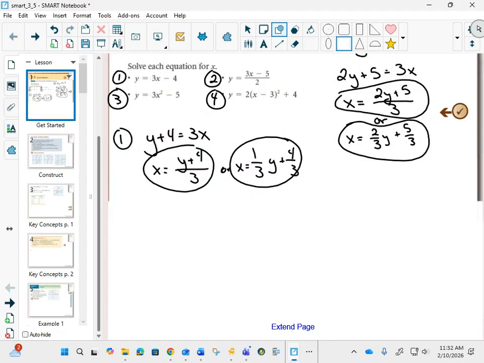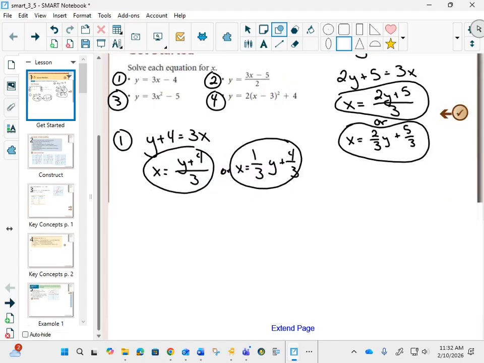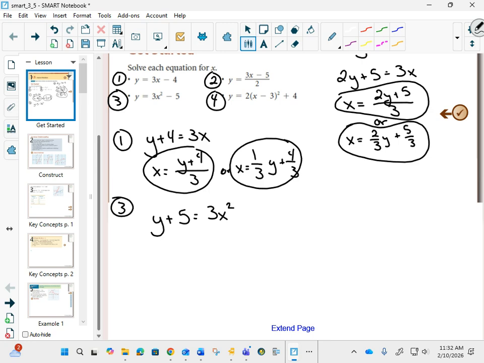The third one. I want to get the x by itself, so I'd start by adding 5 to both sides. Divide both sides by 3 gets my x squared by itself. And how do you get rid of the squared? What's the opposite of squaring? Square rooting.